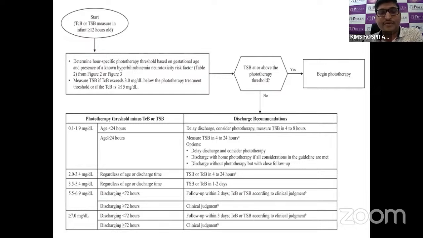So within 72 hours, you have to call within 2 to 3 days. Okay, when the bilirubin levels are 5 to 7 milligram away from the threshold, most of the neonates can be called within 2 to 3 days when being discharged within 72 hours. But when bilirubin levels are within 3 milligram per deciliter of the phototherapy range, you have to call the next day.